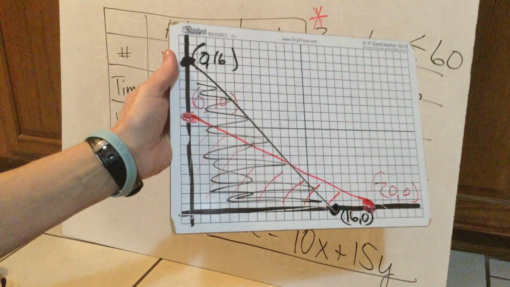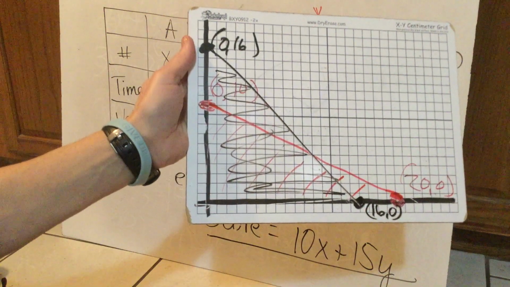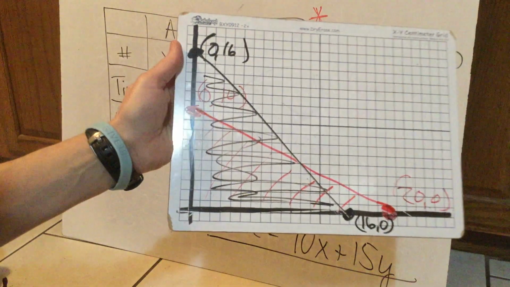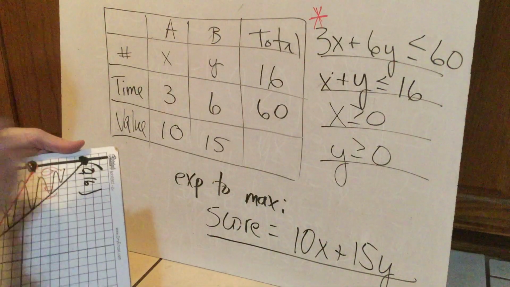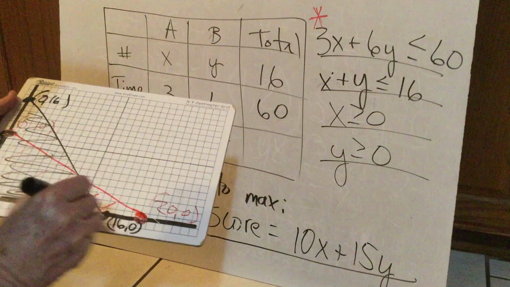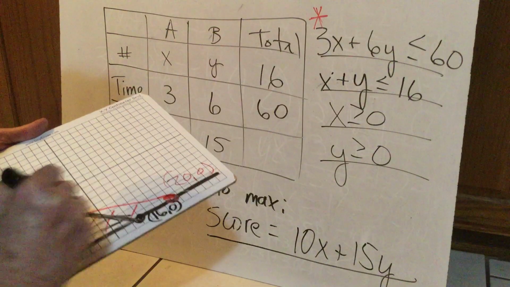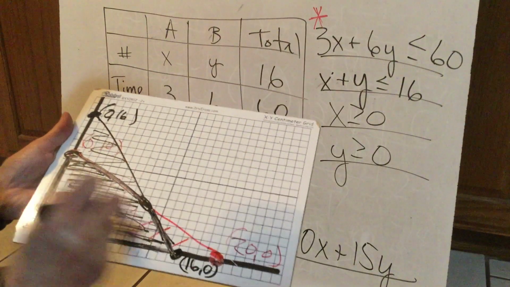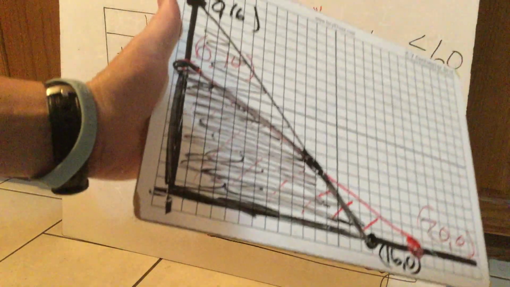Now, your shading's probably neater than mine, but your answer is going to be the part of the graph that is both red and black. In other words, it's shaded both times. So I'm going to outline that real quick. Do a heavy outline here so that you can see that area. So it looks like that. Does yours look like that?